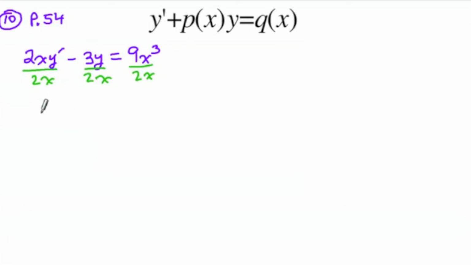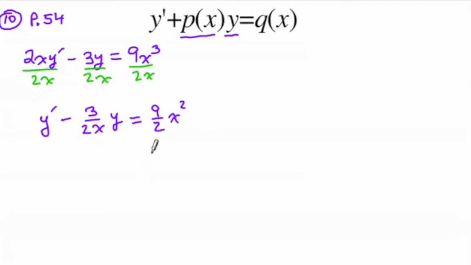So here the 2x's will cancel, and we'll just get y prime minus, and I'm going to write this as 3 over 2x y. So we have a p of x piece and a y piece, and they're separate from one another. And this little piece here, this p of x, is going to become really important. Is equal to, and over here it's going to be 9 halves, and x cubed divided by x is x squared. So let's see, 9 halves x squared.